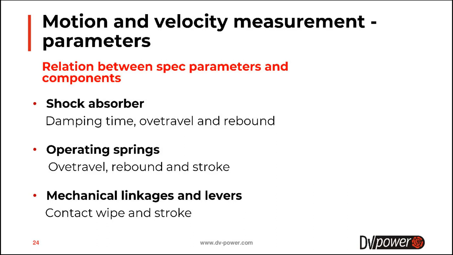In this slide, the relation between components and specific parameters that can be used for their analysis is given. Let's say for condition assessment of the shock absorber, damping time, over travel, and rebound analysis can be used. For operating spring condition assessment, over travel, rebound, and stroke can be analyzed. While for mechanical linkage and levers, contact wipe and stroke can indicate if there is some failure.